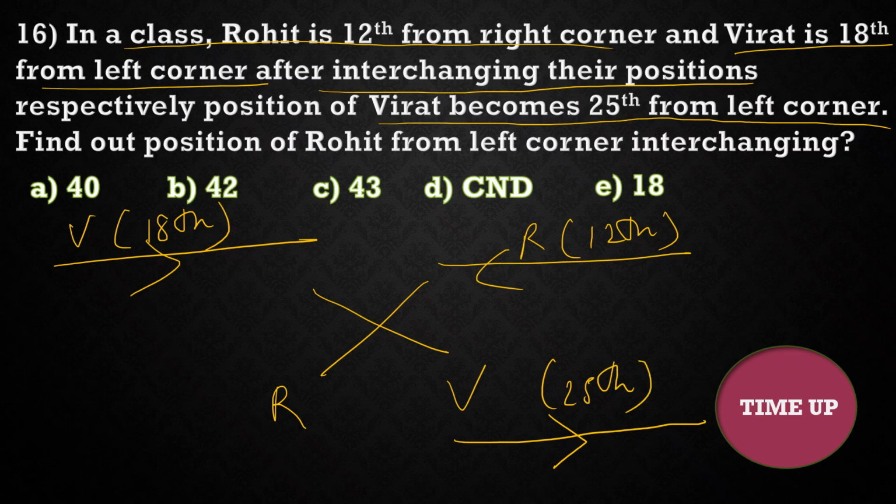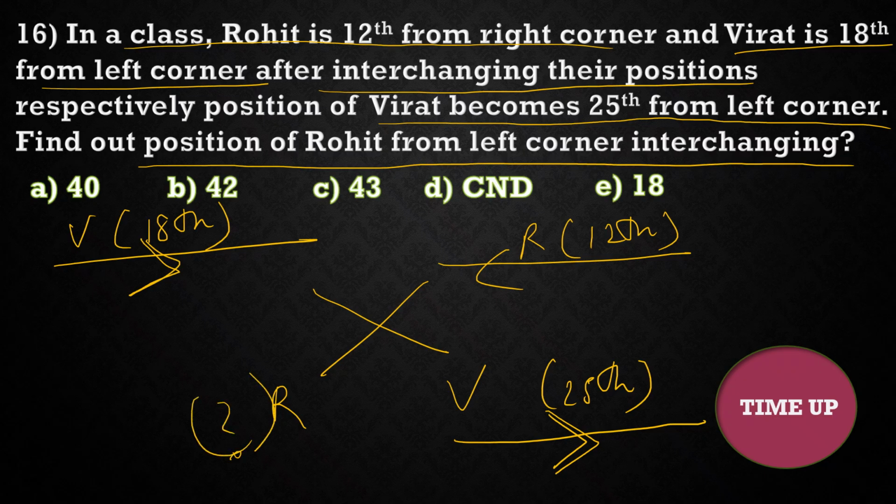Before solving, check the directions. Same directions after interchanging of Virat? Yes, you can solve this problem. Find out the position of Rohit from the left corner after interchanging. So for that you need to first find out the total. Where the maximum information is given, here, 12 plus 25 is 37. 37 minus 1 you will do. Answer will be 36. Total you got as 36.